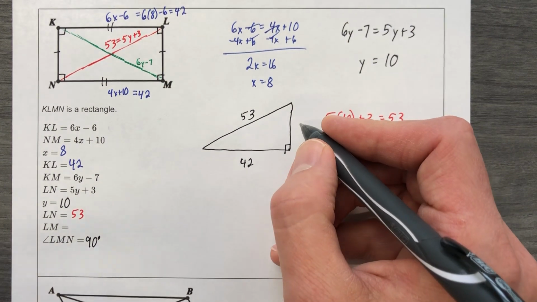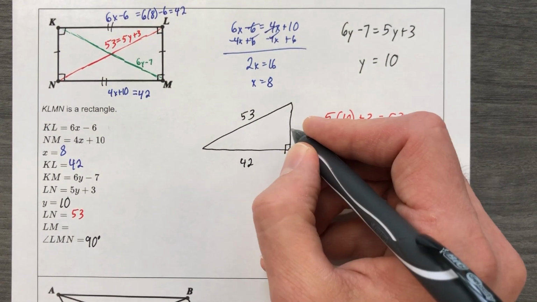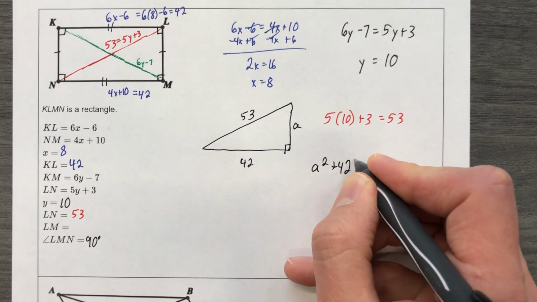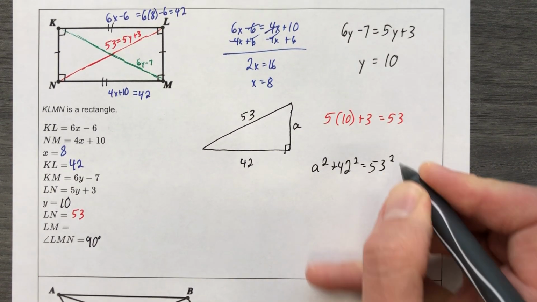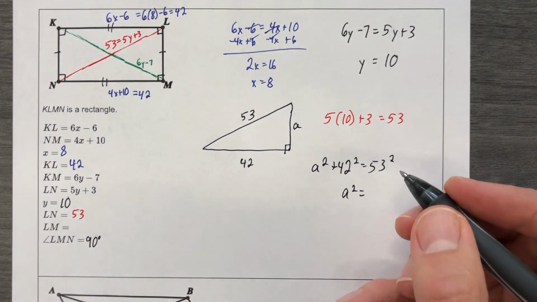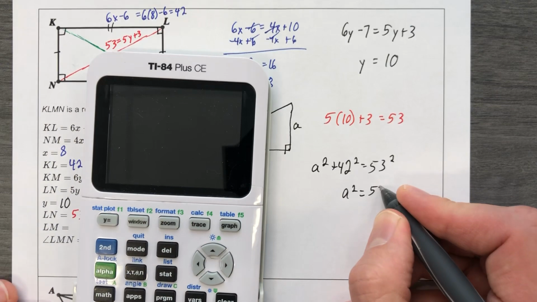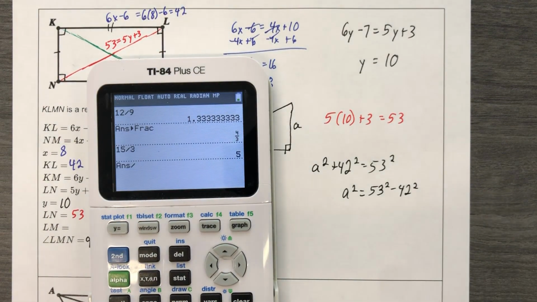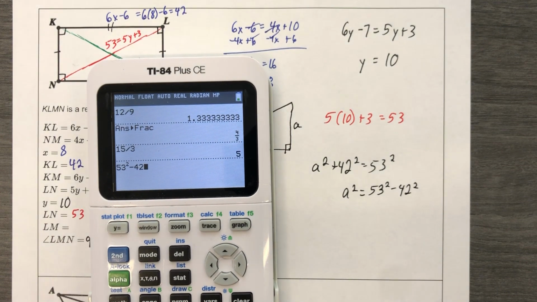If you're looking for this one, call it whatever you want. A squared plus b squared equals c squared. So a squared plus 42 squared equals 53 squared. And so a squared is equal to whatever 53 squared minus 42 squared is. I'm going to write a little bit too much work here in case you need to see the work. And we'll do 53 squared minus 42 squared.